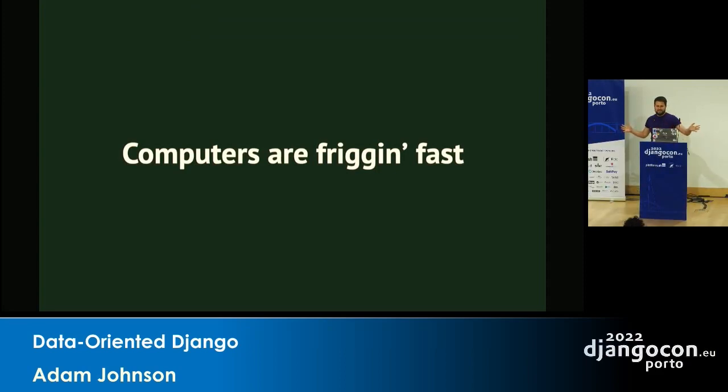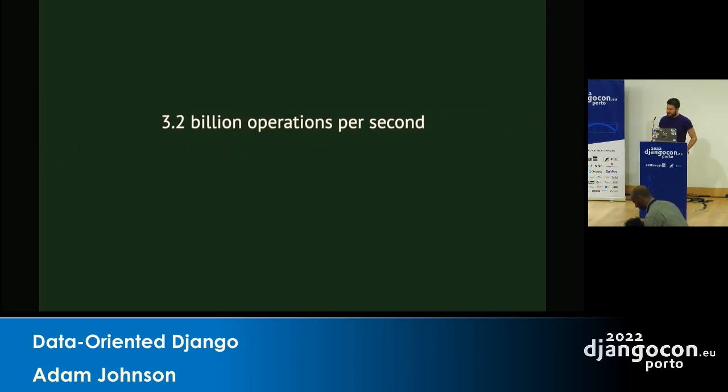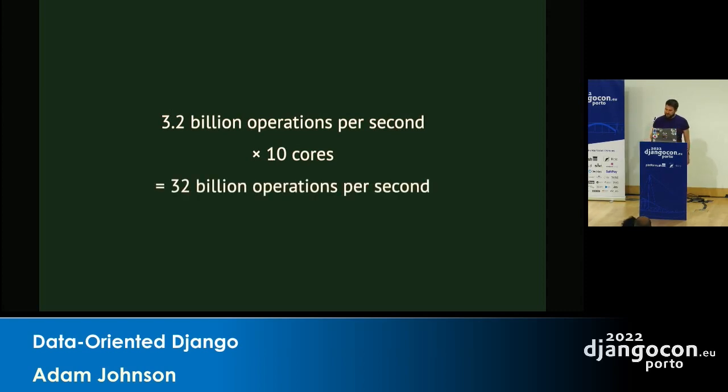Computers are friggin' fast, okay? They're friggin' fast. It's something you have to realize. This laptop here, each core can do 3.2 billion operations per second. And it has 10 cores, 32 billion operations per second total.